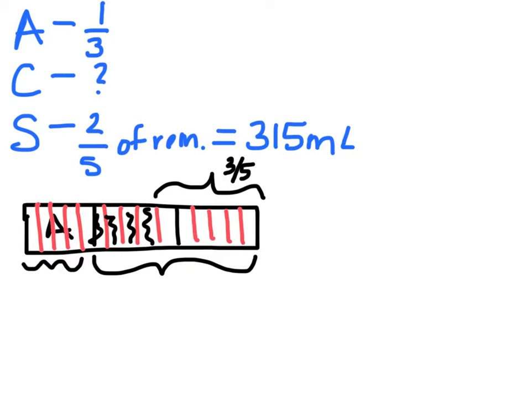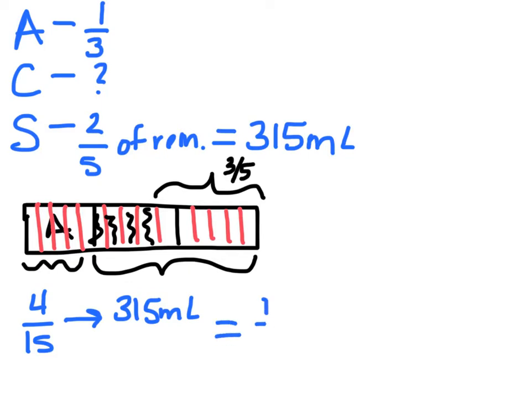So what do we know? We know that 4/15 of our mixture equals 315 milliliters. So if 4/15 are 315 milliliters, then 1/15 of our mix will be the same as 315 divided by 4, which is, it's going to be a slightly weird answer. It's 78 3/4. So each one of these units up here represents 78 3/4 milliliters of juice.